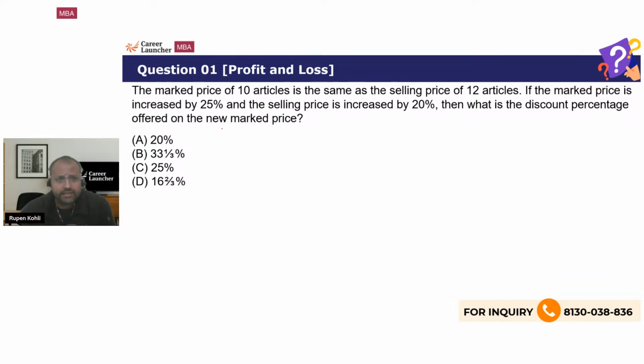So let's say mark price, I'm just writing MP and SP for that. So 10 into the mark price equals 12 times the selling price. So from here, I'm getting the ratio of the two, that mark price over selling price is 12 by 10, or call it 6 by 5. So therefore, I can take mark price to be 6x and selling price to be 5x, or I can take it to be 600 and 500. Anything you take, you deal with numbers, you deal with variables as you wish. So if mark price is 600 currently, then selling price is 500 as of now.